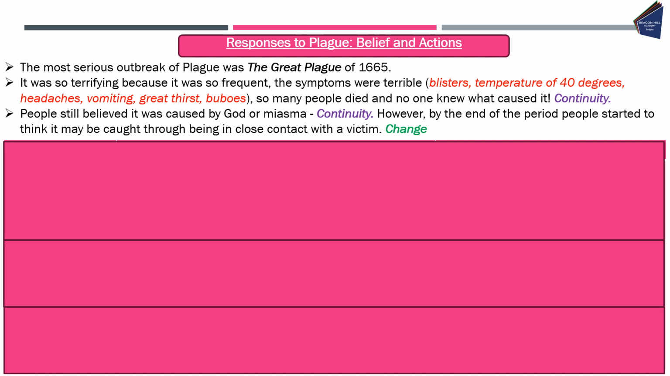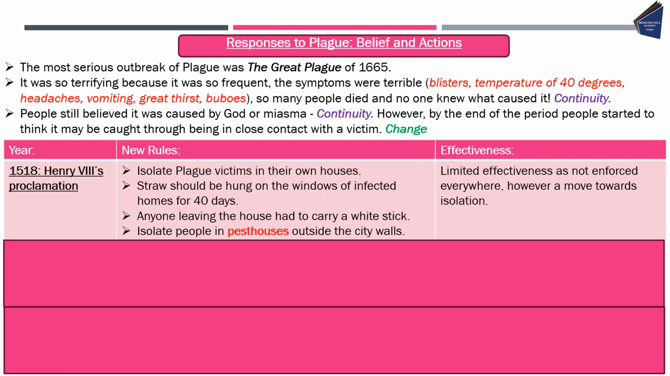During this time period, we do actually see interventions from the government for the first time. So we're going to have a look at these three interventions that were introduced. The first being Henry VIII's proclamation. Now, as much as I said earlier that you need to remember the date of the Great Plague being 1665, if you can't remember 1518 for Henry VIII's proclamation, then please do not worry. It would be great if you could remember that it was him that introduced it.